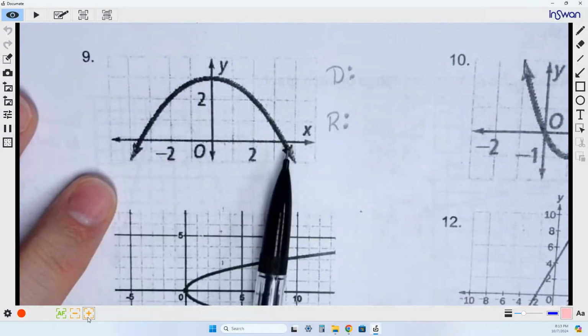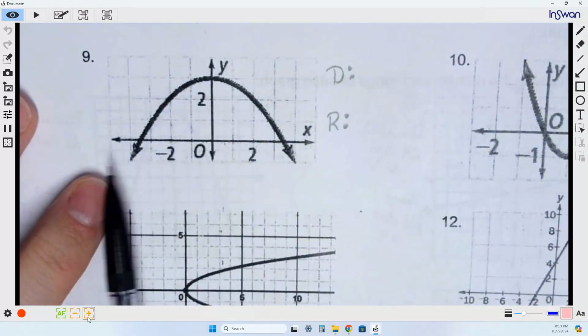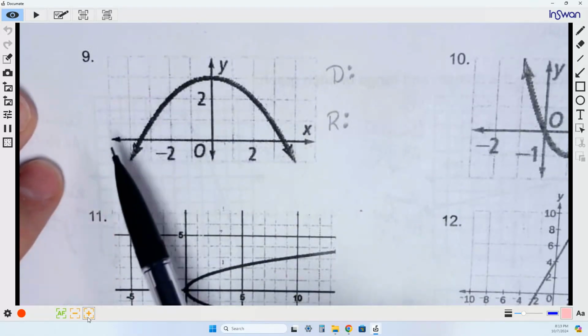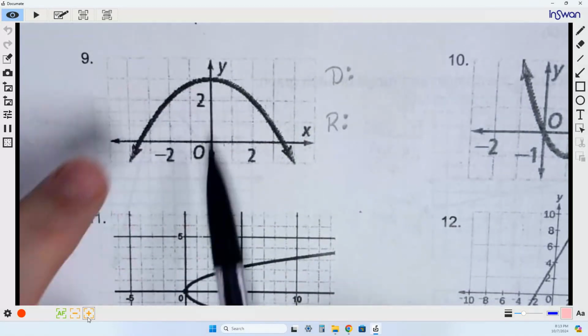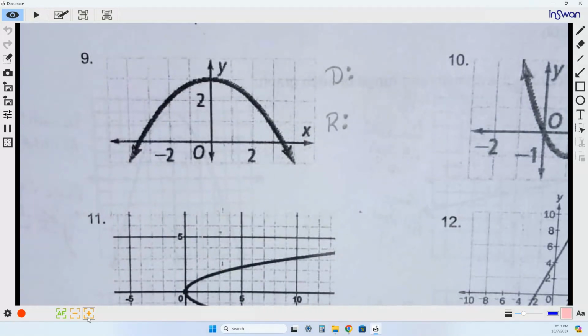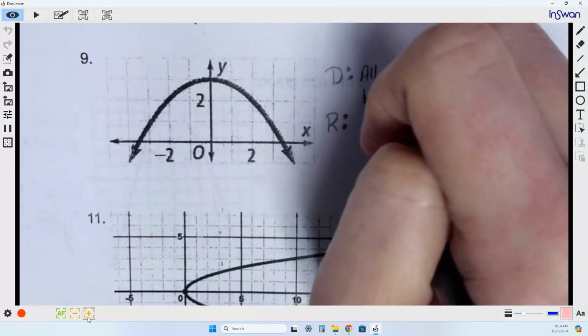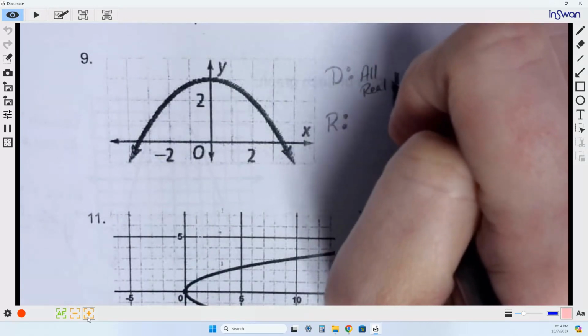So when I look at my domain, I'm looking left to right. And this line's going to go this way forever, and it looks like this line's going to go this way forever. So left to right, it doesn't turn around anywhere, and it's going to go forever. So I will have all real numbers.